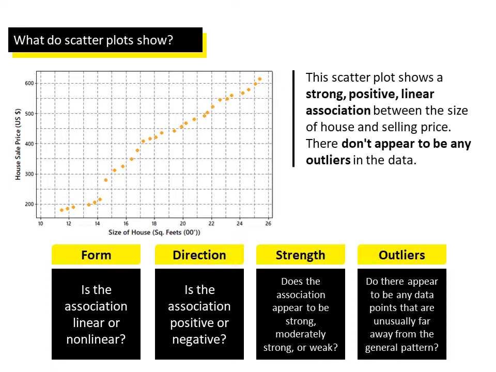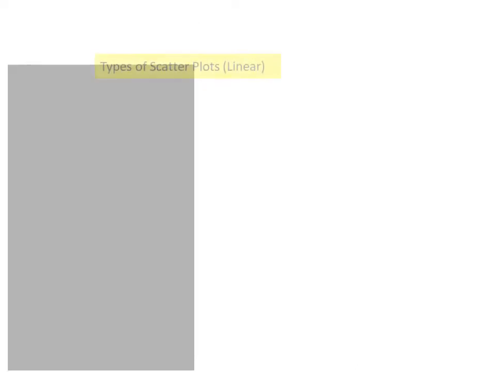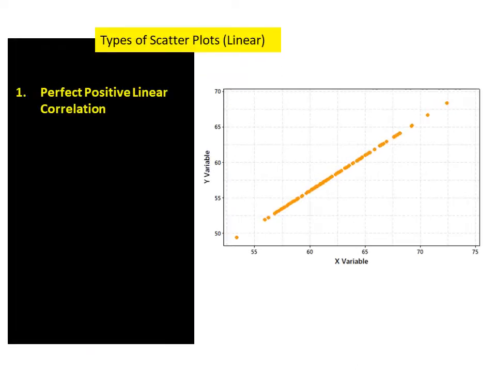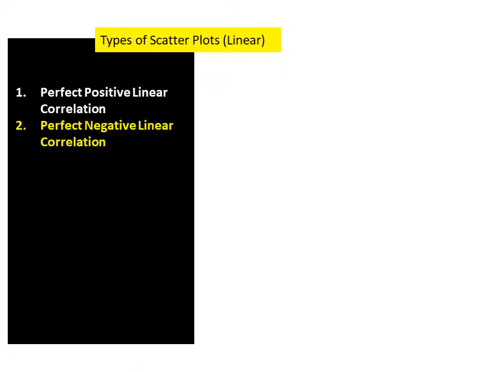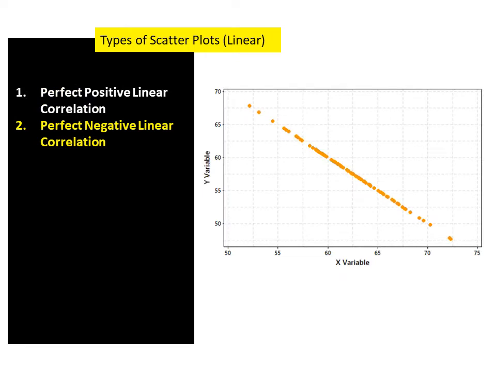This brings us to the next question: what are the different types of scatter plots? First, perfect positive correlation. If all the plotted points lie on a straight line rising from the lower left hand corner to the upper right hand corner, correlation is said to be perfectly positive. Second, perfect negative correlation. If all the plotted points lie on a straight line falling from the upper left hand corner to the lower right hand corner, correlation is said to be perfectly negative.